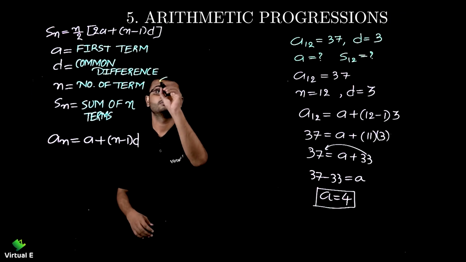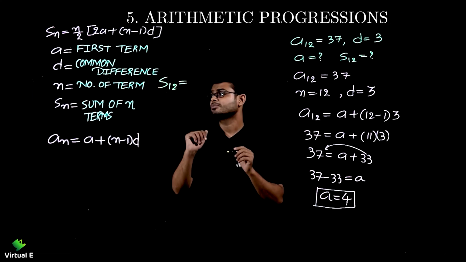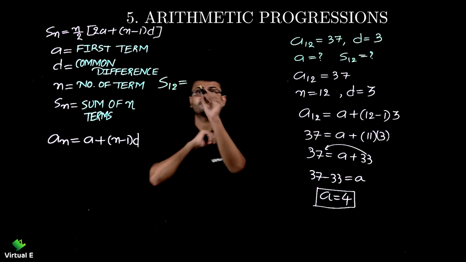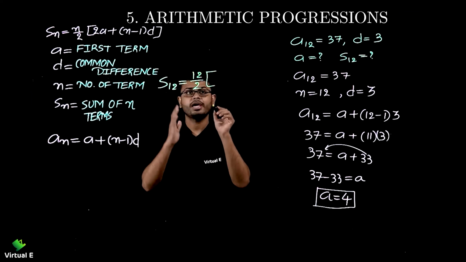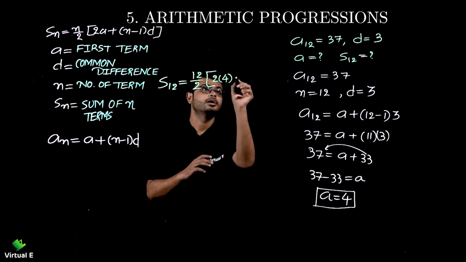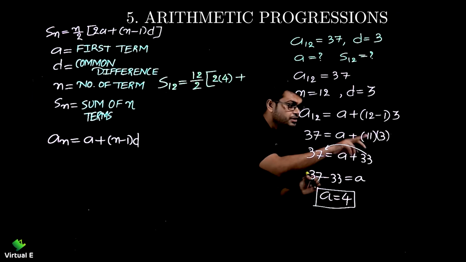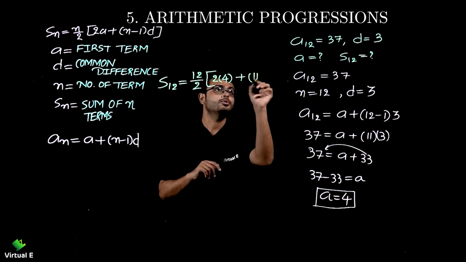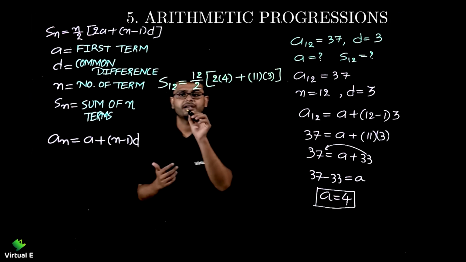S12 is equal to n by 2. So what is the value of n? 12. 12 by 2. And here 2a, 2 into a. What is the value of a? 4 here. Plus (n minus 1), 12 minus 1. What's the answer? 11. Into d. What's that? 3. So let's simplify. Very easy.